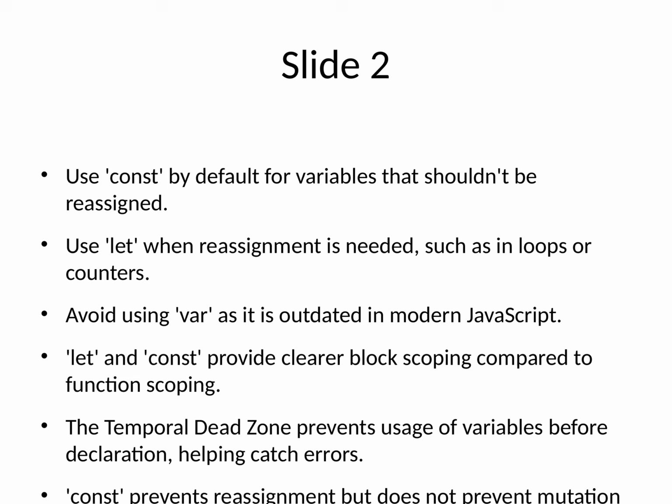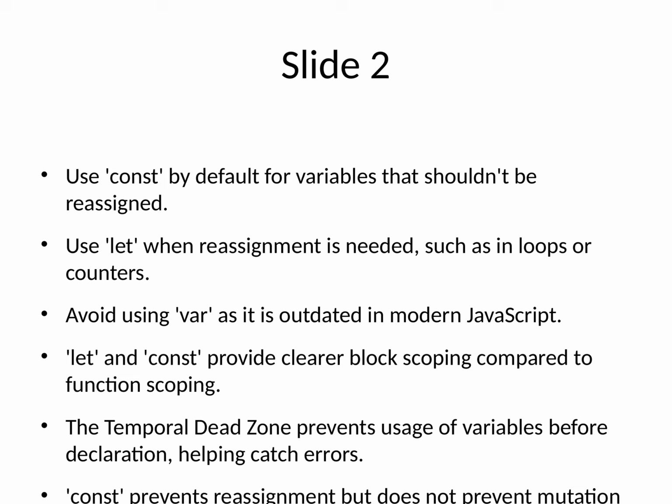In summary, var is function scoped and allows redeclaration and reassignment, making it less restrictive but potentially error-prone. Let and const are block scoped, with let allowing reassignment but not redeclaration, and const requiring initialization and disallowing reassignment. Understanding these differences is crucial for writing clear and predictable JavaScript code.